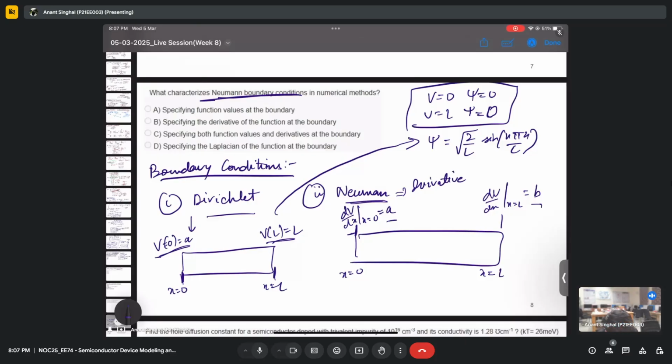So is there any option like that, specifying function values on the boundary? So this is Dirichlet, specifying the derivative. So option B will be the correct answer. Both of them we never give because that is an extra step. Option B is the correct answer. Is there any doubt in this? No? Good. Understood.